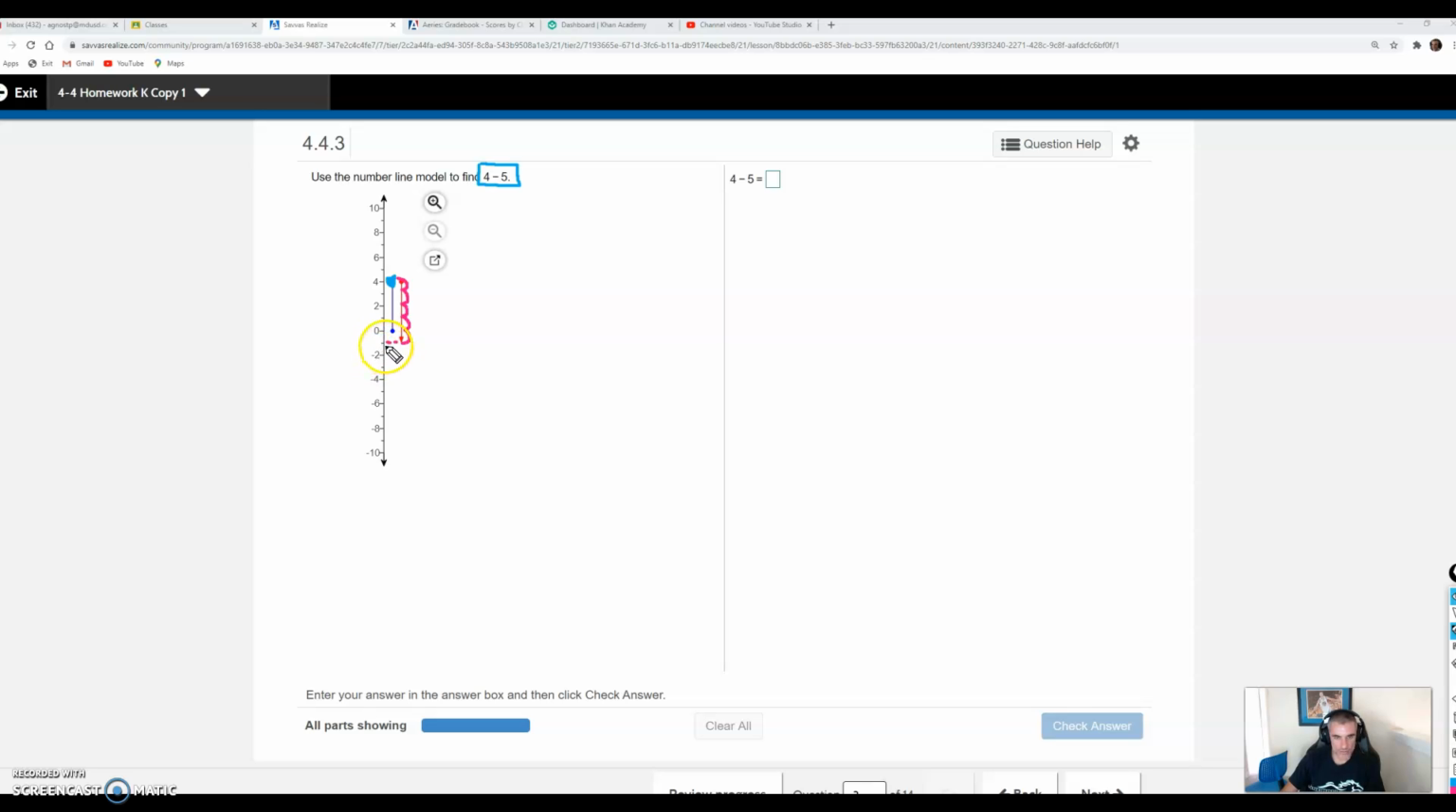Notice they're not writing every single number. If they tried to write every single number in here, it would get really messy and hard to read. So because this is 0 and this is negative 2, well, I know that has to be negative 1. So 4 minus 5 is equal to negative 1.